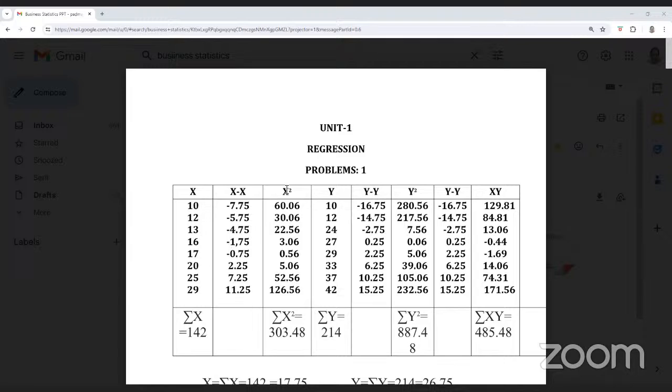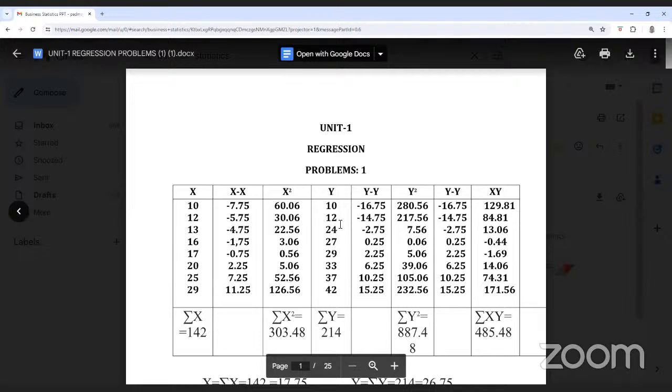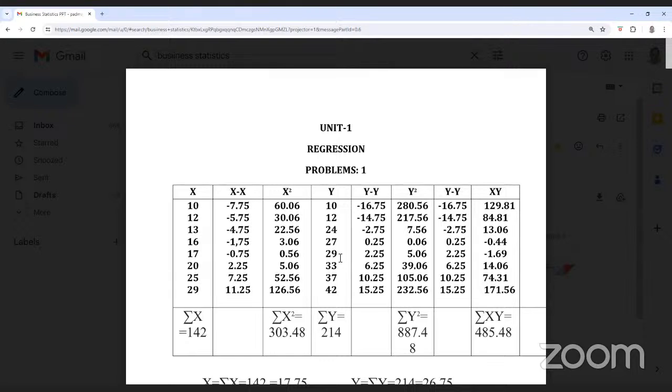Yes, ma'am. Students, see X and Y. Only these values will be given. Are you understanding? X value and Y value. So the question will be, see in your textbook: from the following data, obtain two regression equations. Calculate the coefficient of.